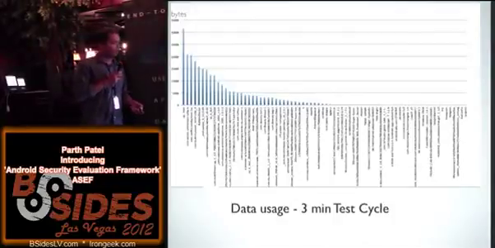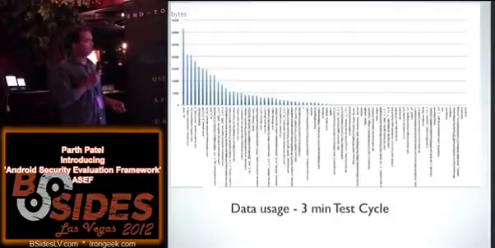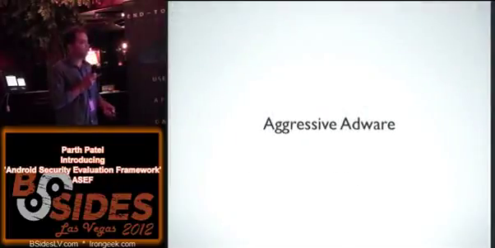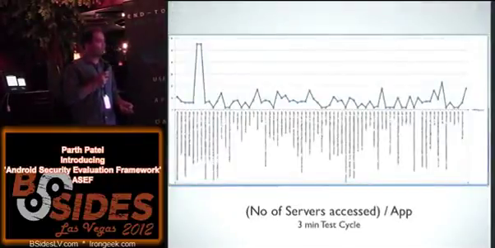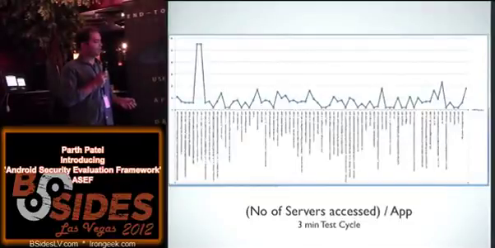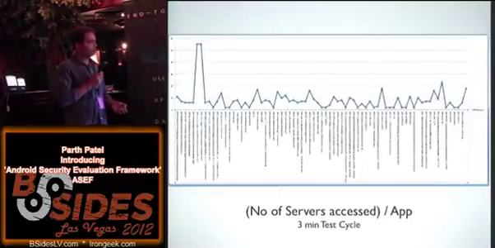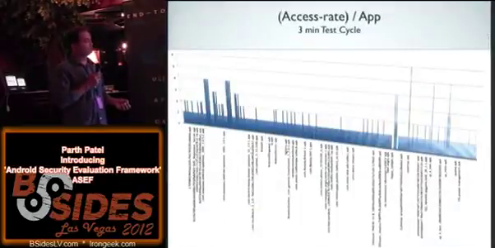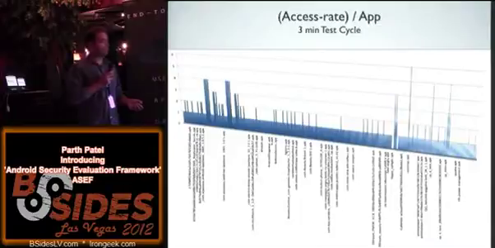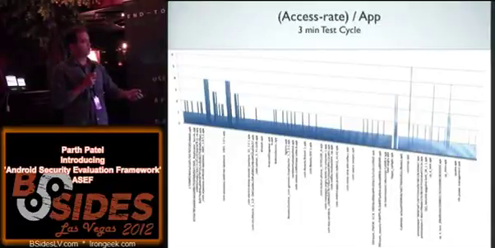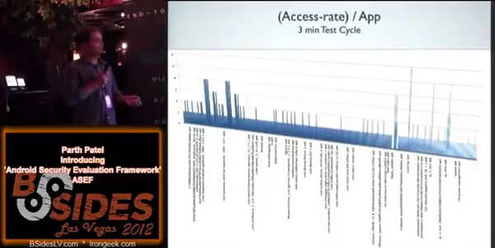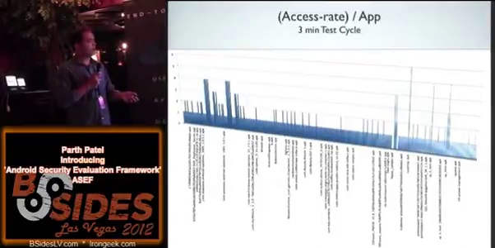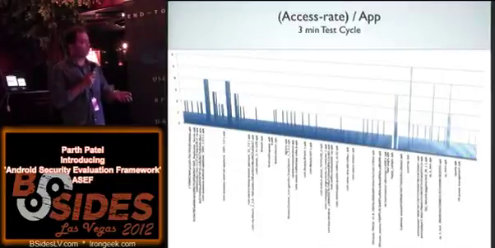But again, the data usage was only limited information. I was more interested in finding the aggressive adware. In order to do that, I first had to find out the access rate at which these servers were talked to. So this graph shows you the number of servers that were accessed for each and every application, and more interestingly, at which rate these servers were talked to. In this graph, you can see that there were different servers that were communicated with, and the width shows the number of servers, and the height shows the rate at which they were communicated.